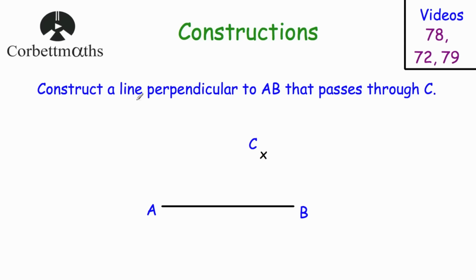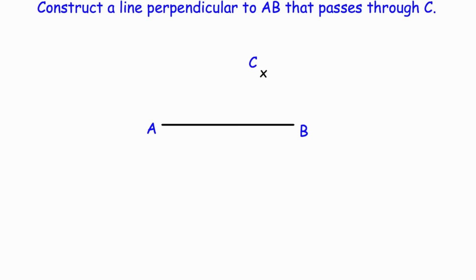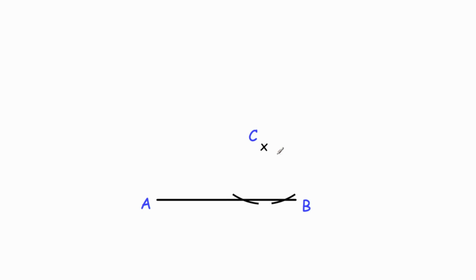Okay, our next construction is to construct a line perpendicular to AB. So it's going to be a line that's at right angles to AB and that passes through the point C. We're going to do that again with our compass, our pencil and our ruler. First of all, we're going to put the point of the compass on C, and set it so that it's longer than the distance between C and the line, so it's a bit further than that. It also needs to make sure that it reaches the line in two different places.